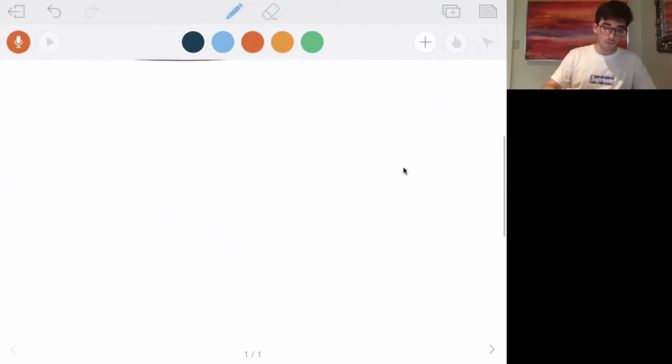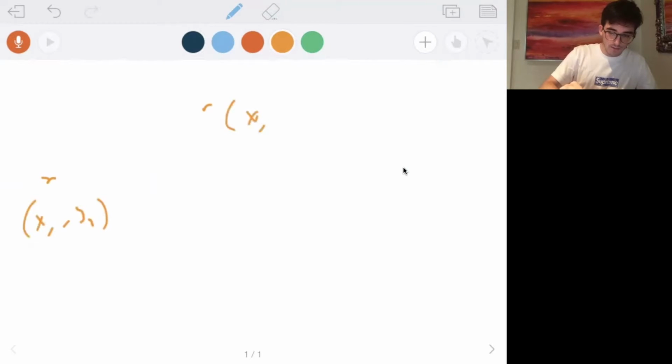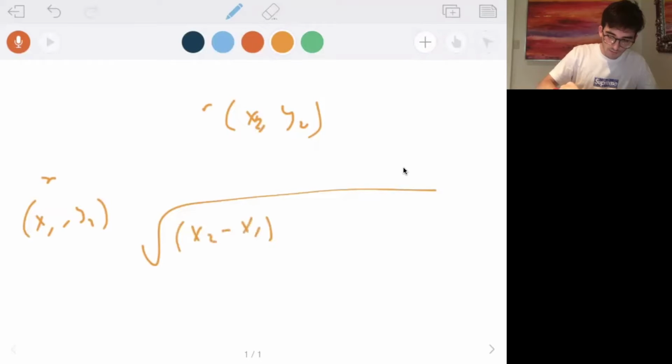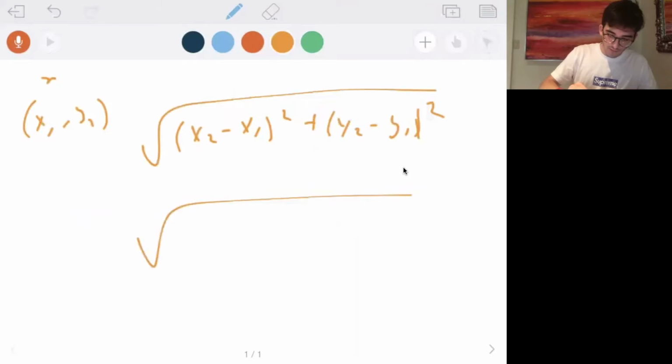All right, it's actually all based on the distance formula. Just a quick reminder, the distance formula between any 2 points, we'll just say (x1, y1) and (x2, y2), is going to be the square root of (x2 minus x1) squared plus (y2 minus y1) squared. Another way that this is written is the square root of your change in x squared plus your change in y squared.